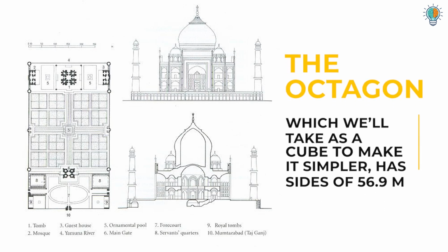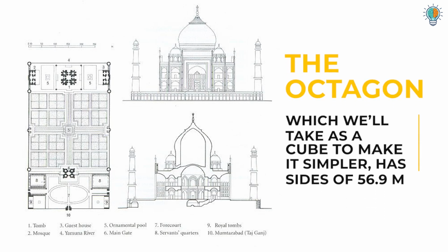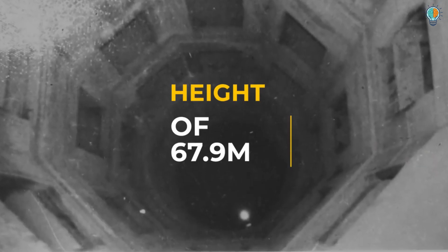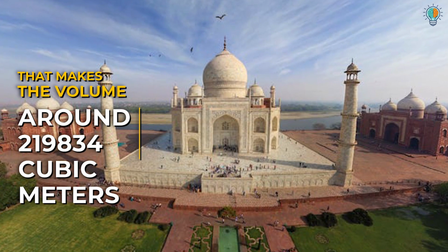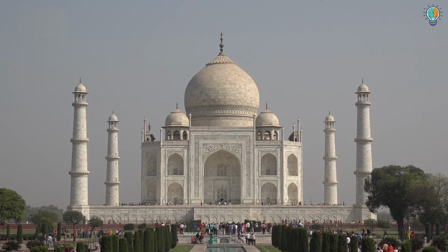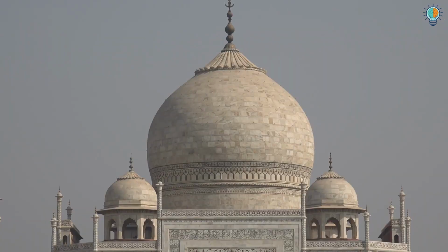The octagon, which we'll take as a cube to make it simpler, has sides of 56.9 meters with a height of 67.9 meters. That makes the volume around 219,834 cubic meters. Finally, we have the dome, the best part of the tomb.